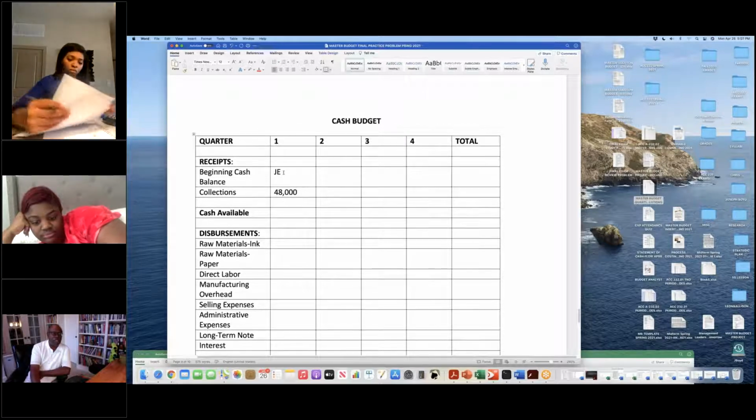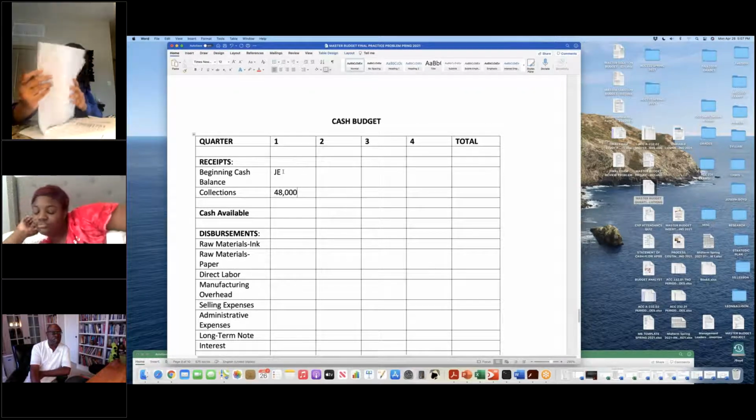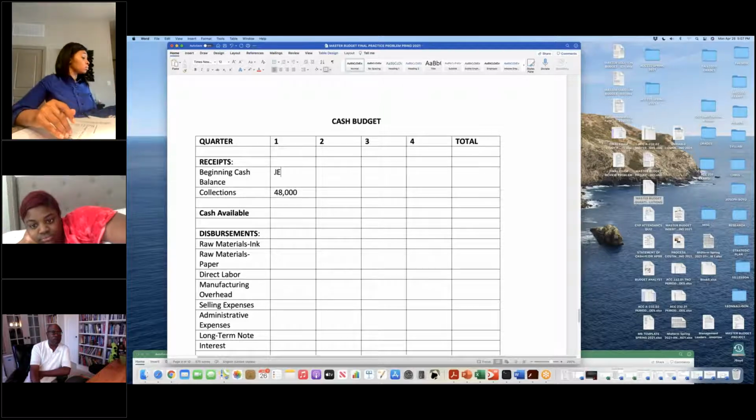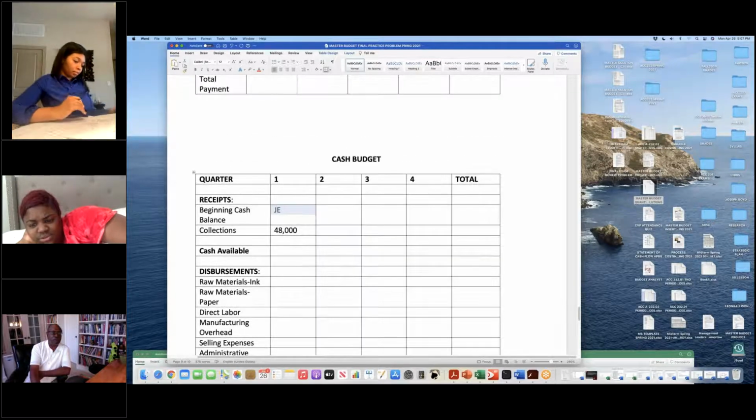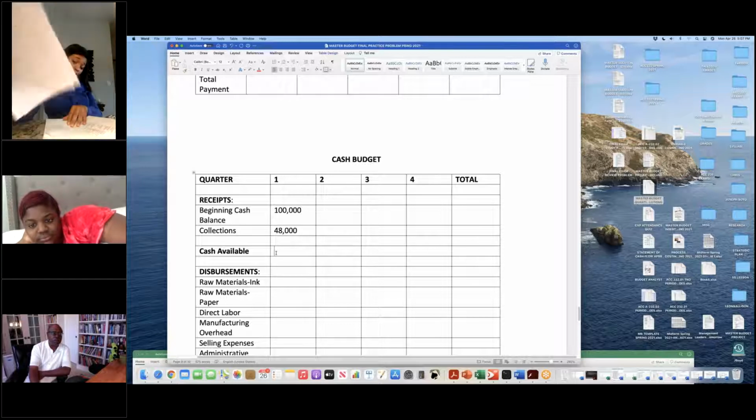What was the initial beginning? The beginning cash balance from the assumption. Does anyone see that? $100,000. So in this first quarter, we have 148 available.